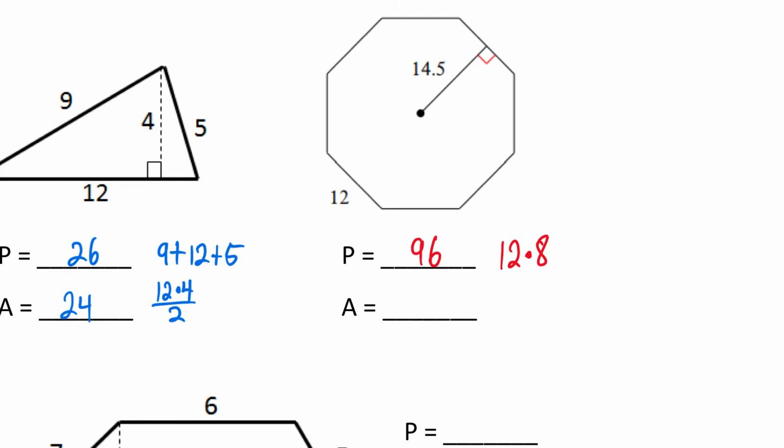Now, how am I going to find the area of that octagon? Okay, so the apothem times perimeter divided by 2. So the apothem is 14.5 times the perimeter, which we just said is 96, divided by 2. That gives you 696 square units.